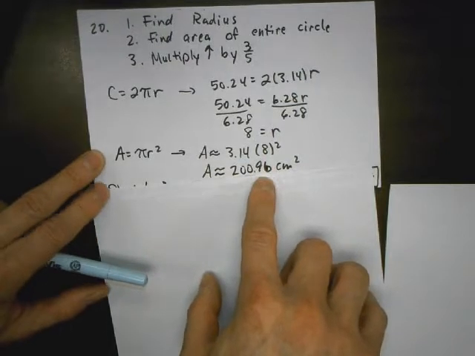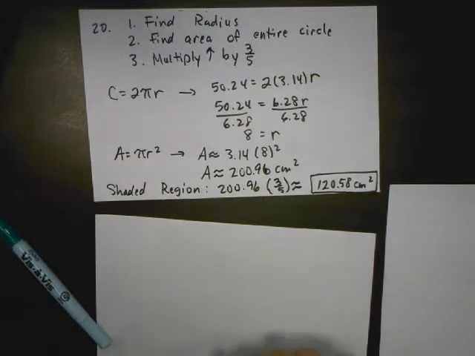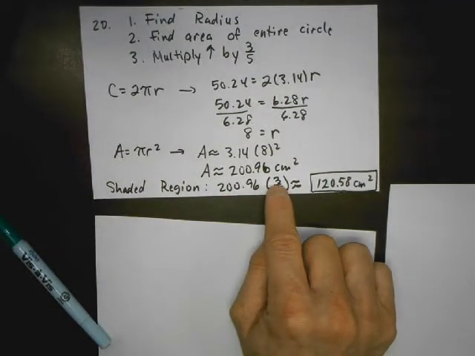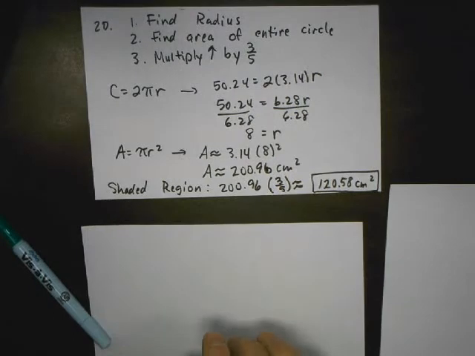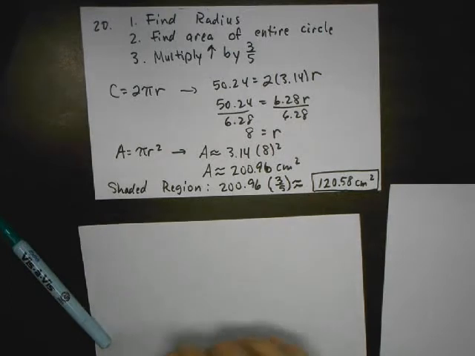You should get this area for the whole circle, and 3/5 of that means to multiply by 3 and then divide by 5. So type this in first, hit multiply by 3 equals, then divide by 5. Now, for those of you that don't like that, you can go 3 divided by 5 equals, get that decimal, which I think is 0.6, and then multiply it by 200.96.